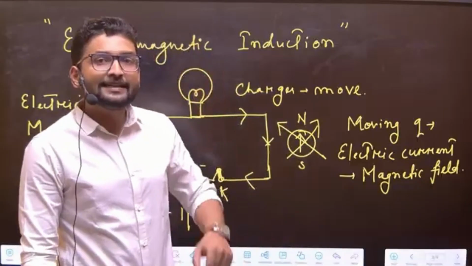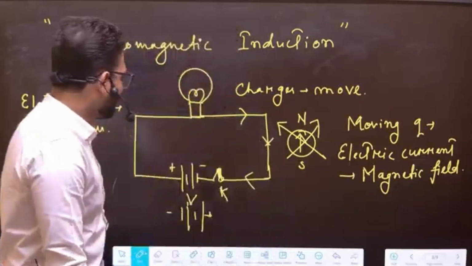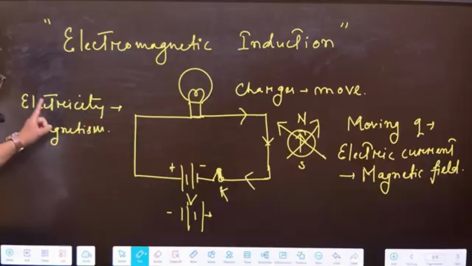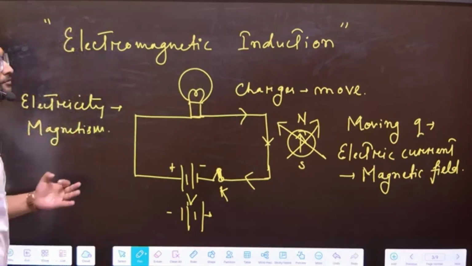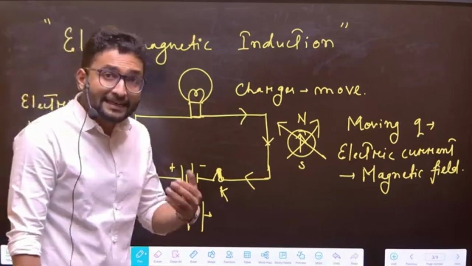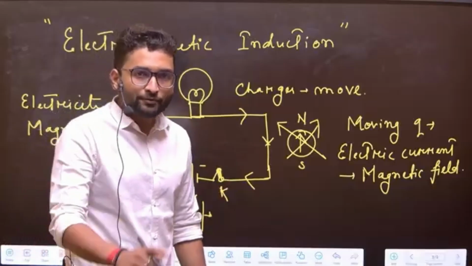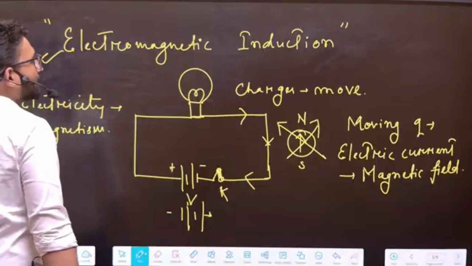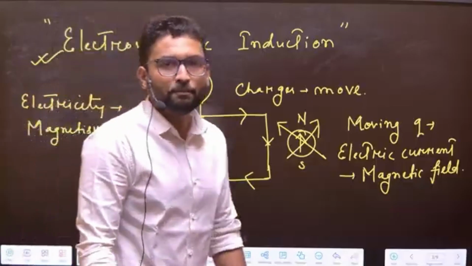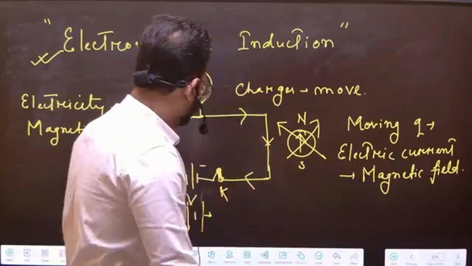In electromagnetic induction, however, we ask the reverse question. In this case, we got magnetism out of electricity. In case of electromagnetic induction, we ask whether we can get electricity out of magnetism or not. If you ask this question, the answer lies in this topic, which is electromagnetic induction, which we will learn now.